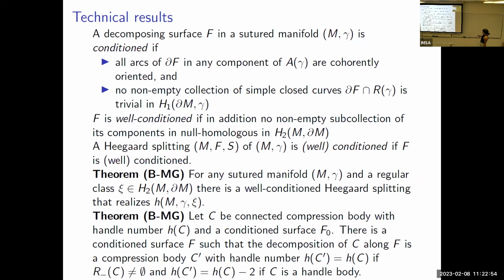And a Heegaard splitting of a sutured manifold is conditioned or well conditioned if F is conditioned or well conditioned. So one of the things we prove is that for a sutured manifold, we can always find a well conditioned Heegaard splitting realizing the handle number.